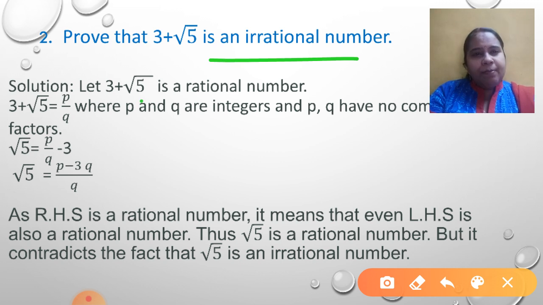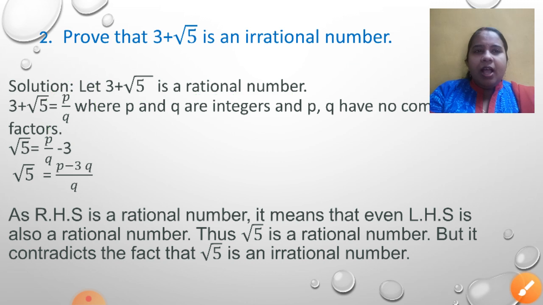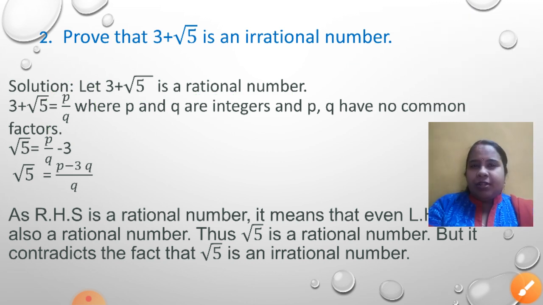So I will start my sum that let 3 plus root 5 be a rational number, as we did in the previous sum. Exactly the same thing I have to write. If this is a rational number, it can be equated to P upon Q, where P and Q are integers, and P and Q have no common factors. Exactly what we wrote in the previous sum, right?